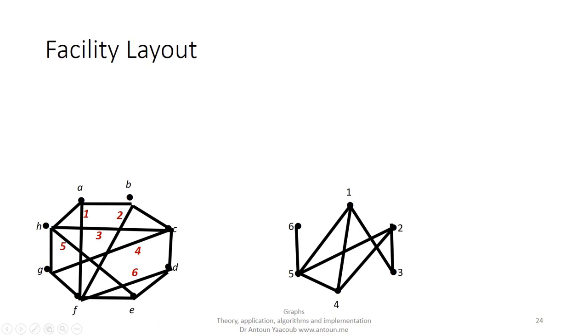So for example, AB is not labeled since it's not crossed with any other edge. For example, AF is crossed with HC, with GC, with HE. So there's 3 crossings. This is why the 1 will be connected to 5, 4, 3. Why? It's the crossing. So I have AF, it crossed with HC, which is equal to 3. So I have an edge between 1 and 3. I have also an edge between 1 and 5 and 1 and 4. So this graph is called the edge cross.